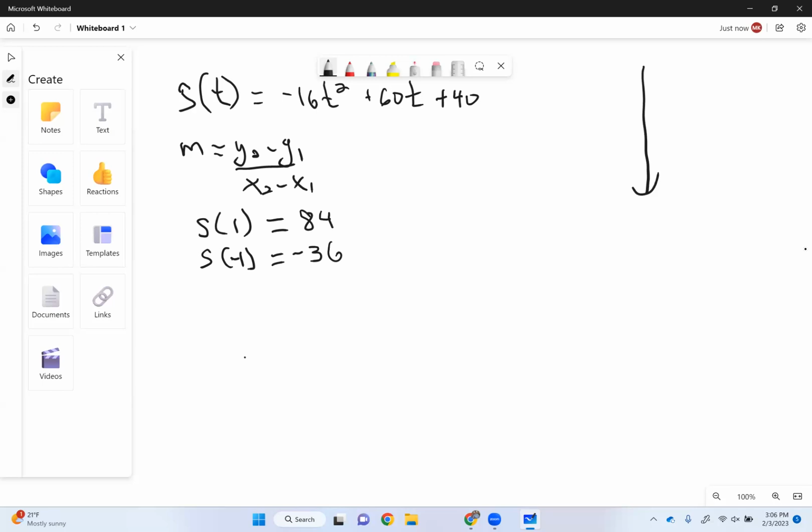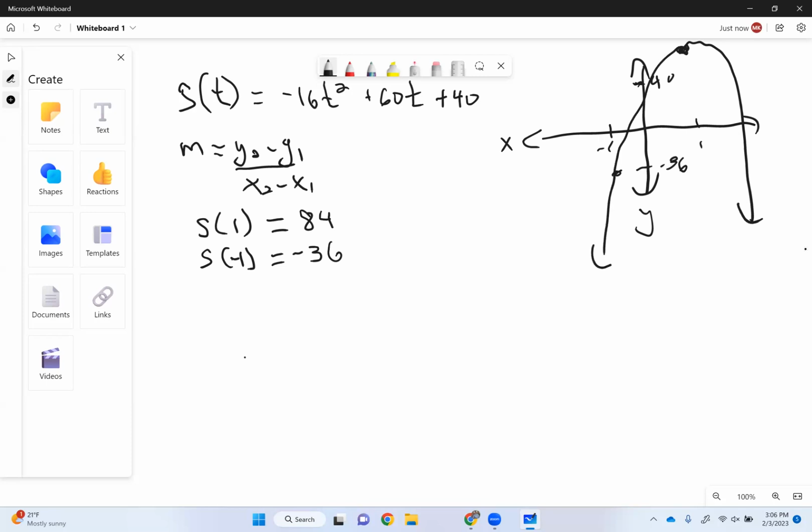So over here, here's the x-axis, here's the y, here's 40, and we know it's going down. So negative 1, negative 36 might be here, and 1, 84 might be up there. So it looks like it might be going something like this. We don't know exactly, but that's okay. But we do know we have these 2 points, and we can make a secant line through those 2 points, and we could find the slope of the secant line.